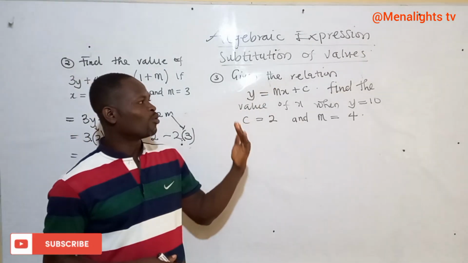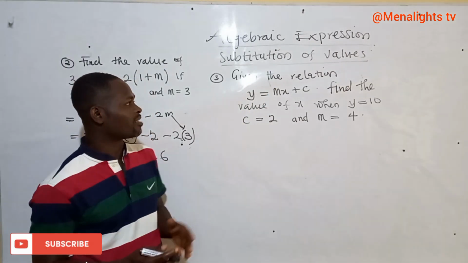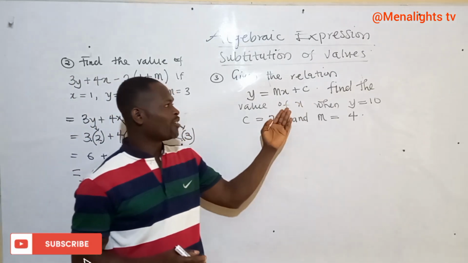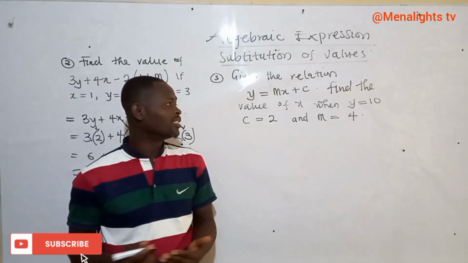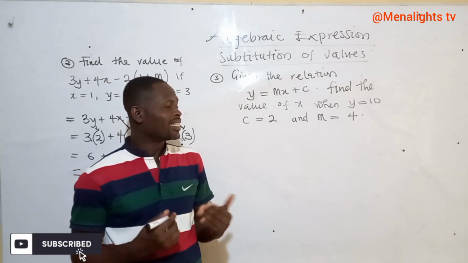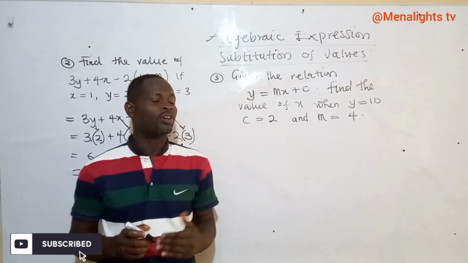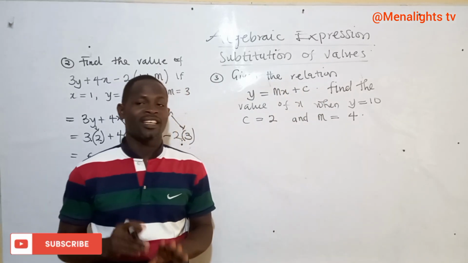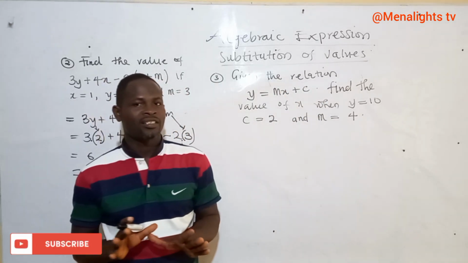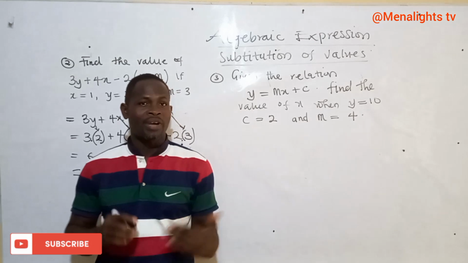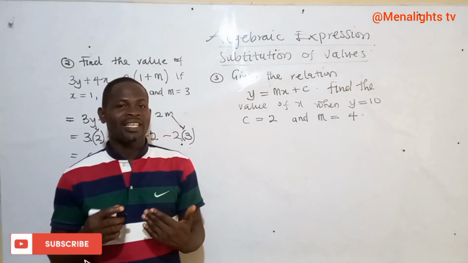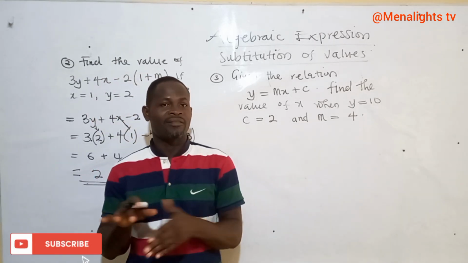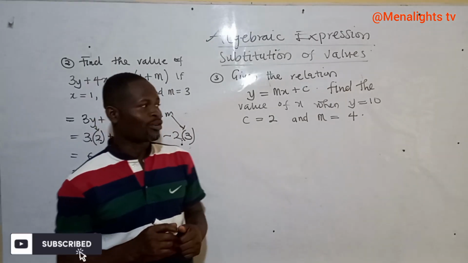Given the relation y is equal to mx plus c, we have to find the value of x when y is equal to 10, c is equal to 2, and m is equal to 4. Now when you look at this, first thing you have to do is what? We have to make x the subject. So since x is not standing alone, we have to make x the subject. So after making x the subject, then we substitute the values in. So let's see what we have.